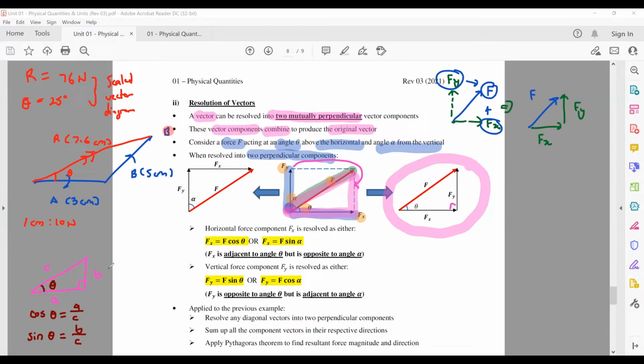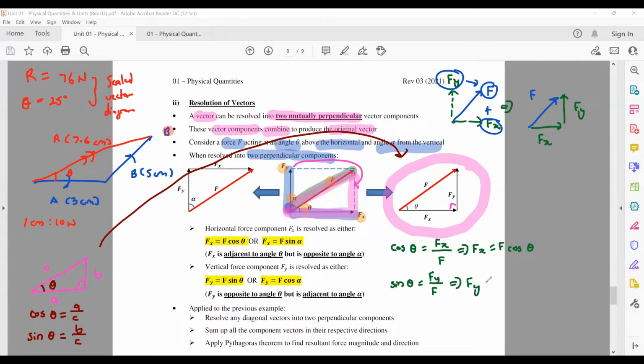Now, if you apply these trigonometric functions that you learned in maths to this triangle, you can say that cos theta is equal to the adjacent side over the hypotenuse, which will in turn give us this: Fx is F cos theta. And then if you apply sine theta, which is the opposite side over the hypotenuse, which is Fy over F here, we would get Fy is F sine theta.